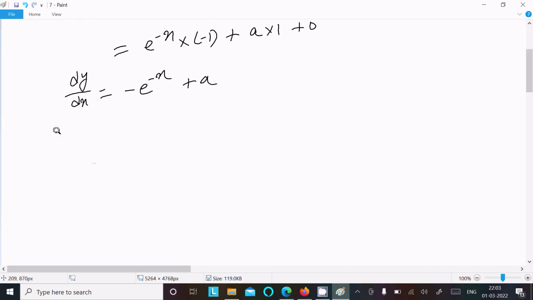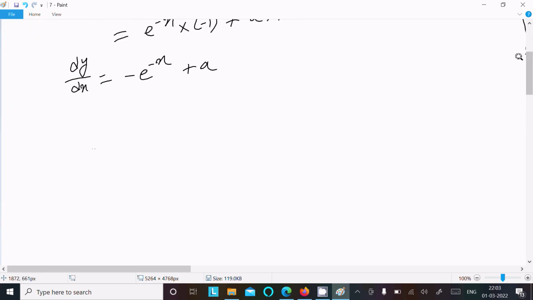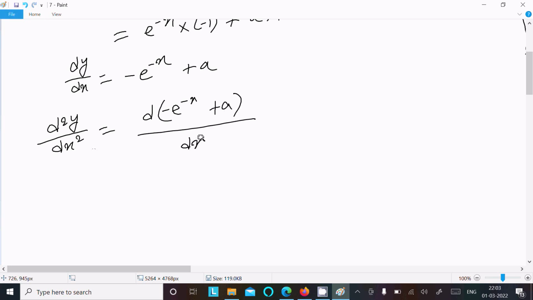Now doing the differentiation again, because we need to get the second derivative. So now doing the differentiation with respect to x once again. So this is now d of e power minus x, and here the a answer is there, plus a, divided by dx. Or if you want, then you can write d of e power minus x divided by dx, and d of a divided by dx.